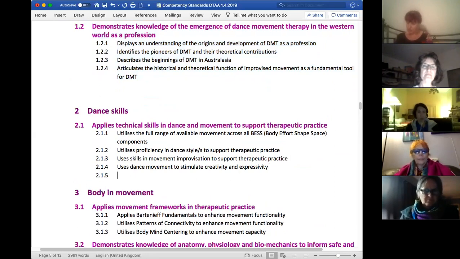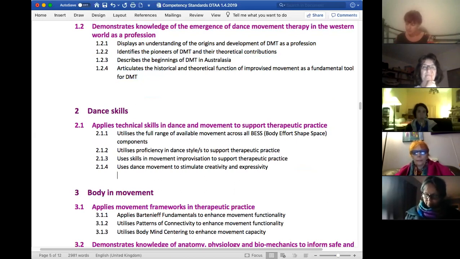And this is the use of dance skills. As a dance movement therapist, we need to have technical skills in dance and movement to support therapeutic practice. And this includes 4 sub-elements. So the idea that we can access the full range of available movement across all BESS components, so body, effort, shape, and space components. The idea that we, as dance movement therapists, have a full range of movement capacity that we can utilize in our practice. We have proficiency in dance styles to support therapeutic practice.